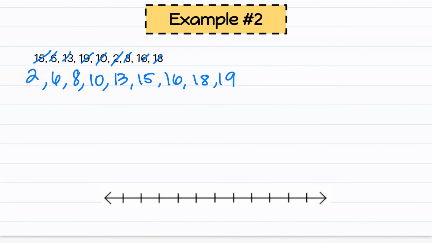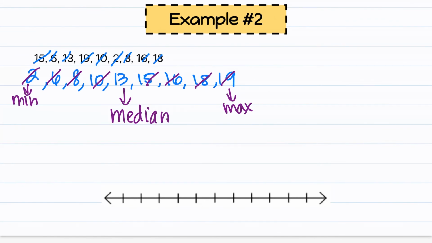So now that I have all my values, my minimum is 2. My maximum would be 19. And then now I want to find my middle value. So my middle value, again, is my median. So if I cross off values from opposite ends of the data set, I will arrive at that median of 13, which separates my data into 2 halves, the lower half and the upper half.